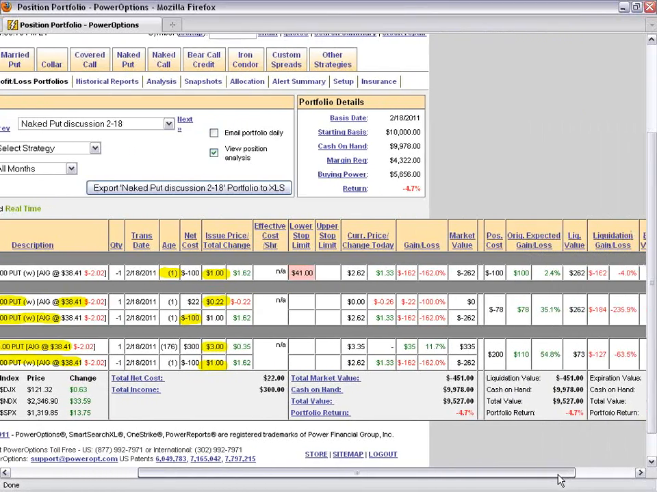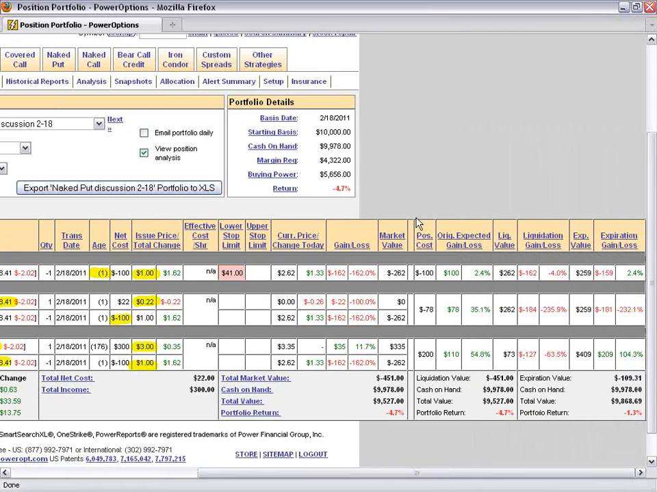We scroll over to the right here, and remember to see these extra fields I have that show the total position cost for the spreads, the original expected gain or loss, the liquidation current gain or loss, and the expiration gain or loss. We can see our total view here. Now, there's something interesting there, but I'll explain that in a moment.